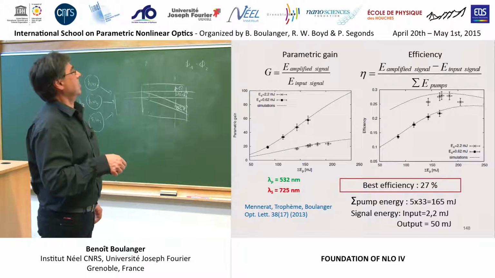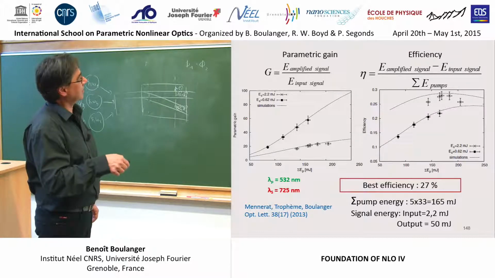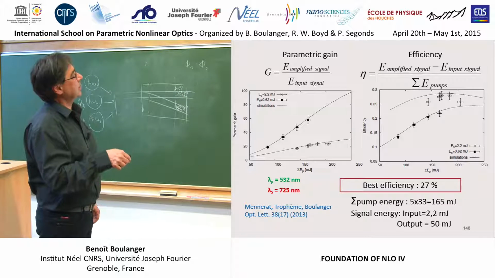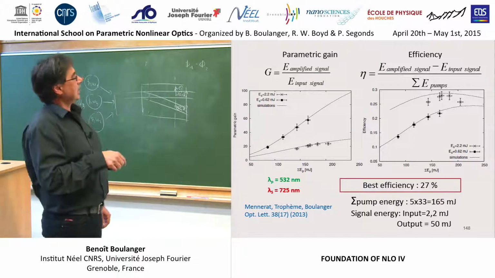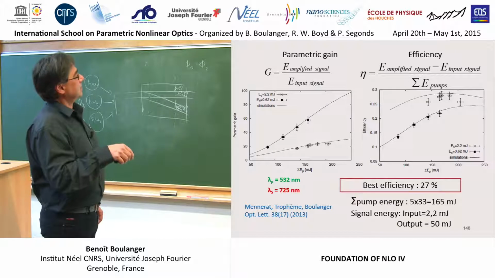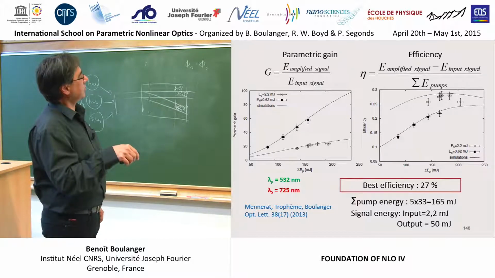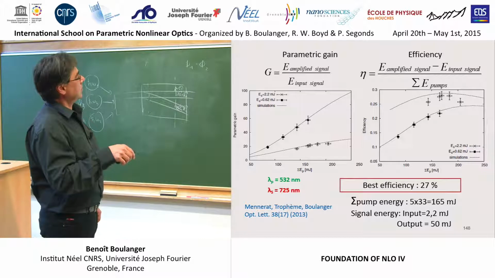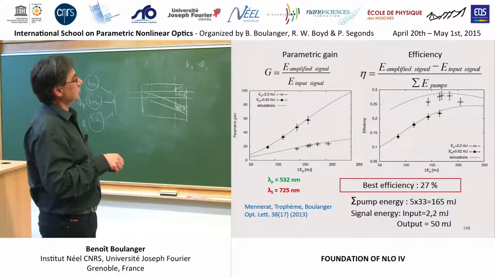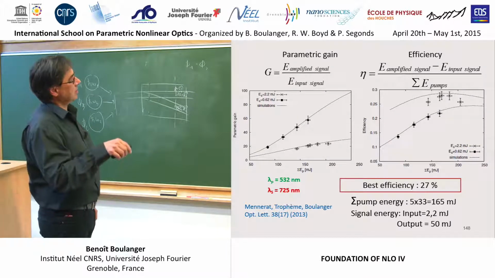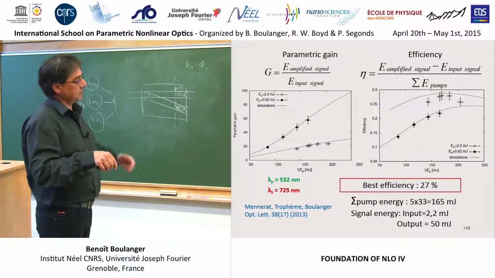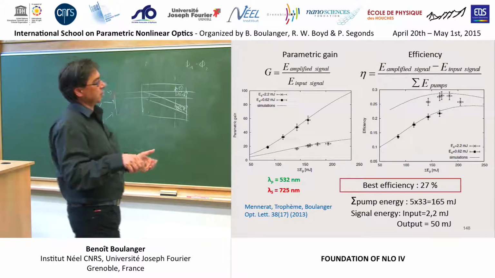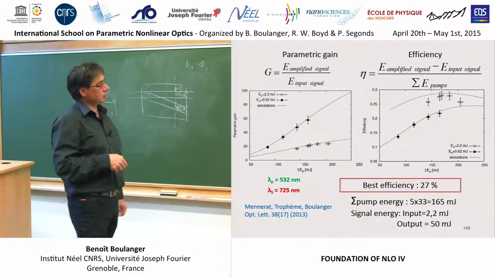You have here the parametric gain defined like this. It's a ratio between the energy of the amplified signal divided by the energy of the input. And you see here that we reach a gain of about 60 using here 0.62 millijoule, and you have here the efficiency. It's the best efficiency ever reached in such a configuration.